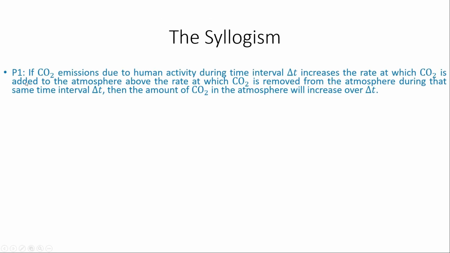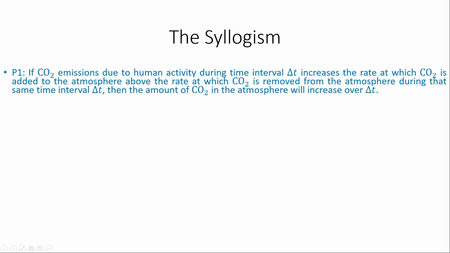So premise one here: if carbon dioxide emissions due to human activity during this time interval delta T increases the rate at which CO2 is added to the atmosphere above the rate at which CO2 is removed from the atmosphere during that same time interval delta T, then the amount of CO2 in the atmosphere will increase over delta T. And we'll go over a little bit more justification and explanation of each of these premises in a minute, but this is my premise one for the syllogism that I've made.